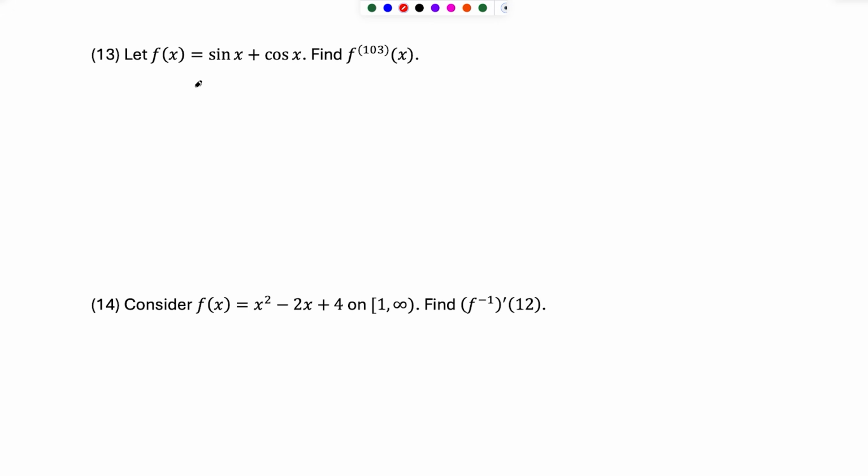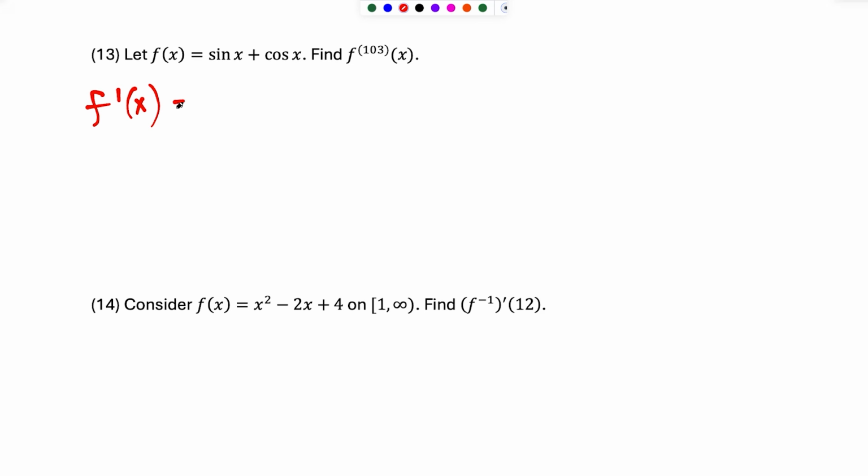Question 13, we have f of x equals sine x plus cosine x. And we have to find the 103rd derivative of f of x. So for this one, don't actually find 103 derivatives. We're going to keep taking derivatives until we see a pattern. And then we're going to see where does 103 fit in that pattern.